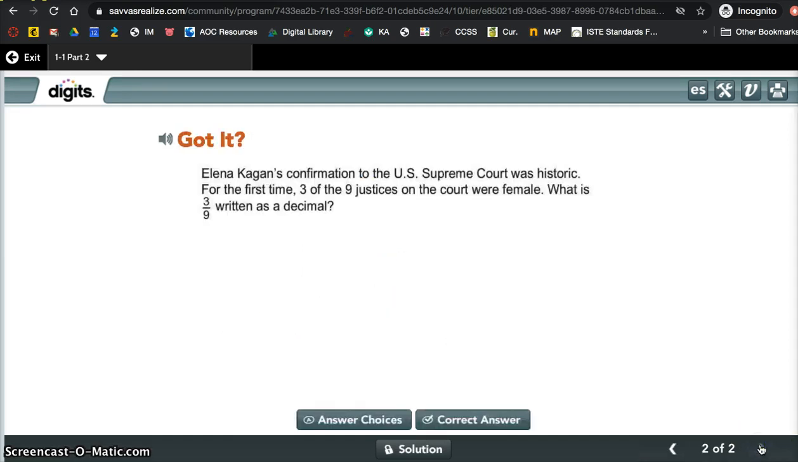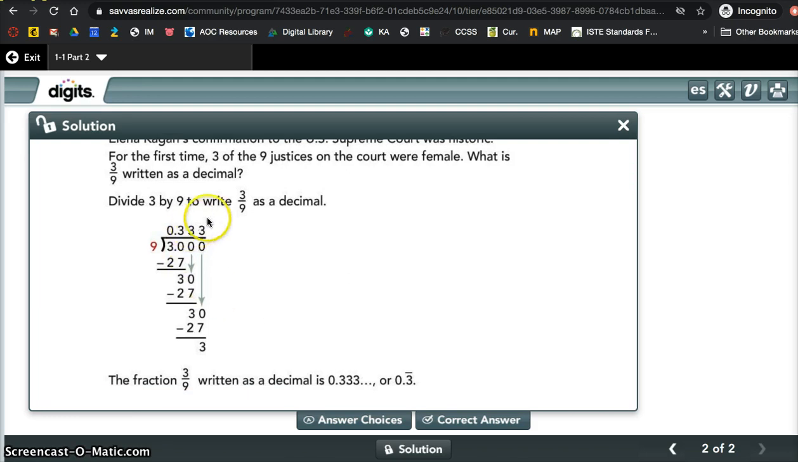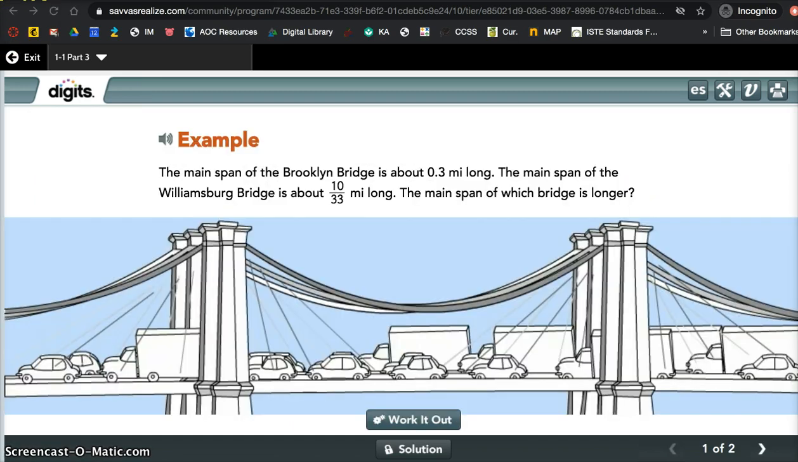Now I want you to try the got it in your book. All right, let's go ahead and check our work. So the fraction 3/9 written as a decimal is 0.3 repeating. All right, here's our next problem.